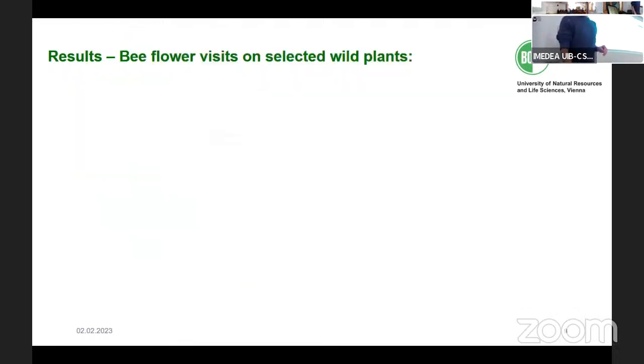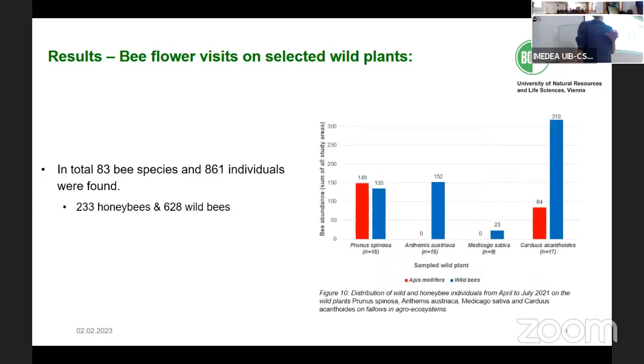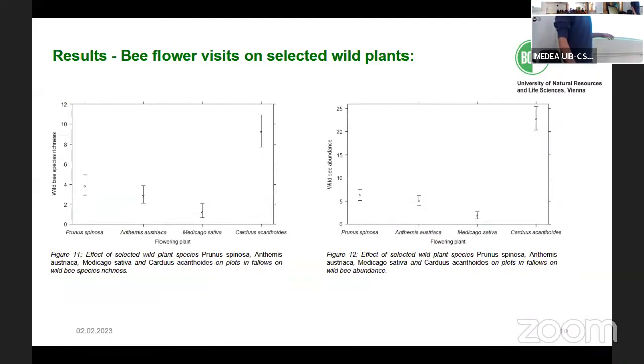Okay, and now we will move on to the results of the bee flower visits on selected wild plants. In total, 861 individuals were found belonging to 83 bee species. Out of those, 233 were honeybees and 628 were wild bees. And as we can see here, the distribution of wild bee and honeybee individuals on the wild plants was rather different. And in the next slide, we come back to this distribution, but in a different form. And so I will give you a short explanation of how that could be or why it was like that in a few seconds.